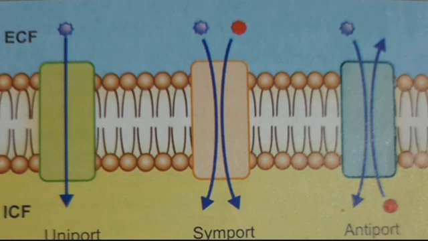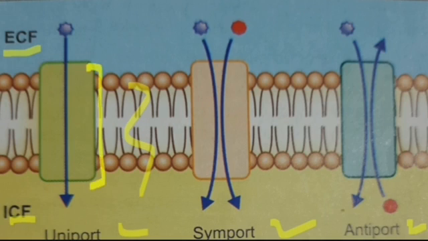Here in this picture you will be able to understand what is uniport, what is symport, and what is antiport. You can see over here, this is the ECF region, the extracellular fluid region, and this is the ICF region, the intracellular fluid region, and this is the plasma membrane, and here is the carrier protein through which mediated transportation occurs. In the uniport, one molecule is transported at a time, one molecule passes through that carrier protein at one time.